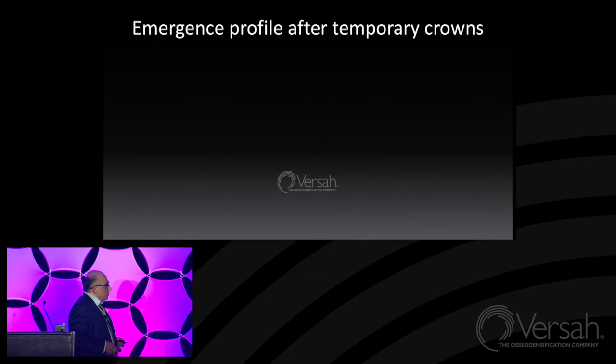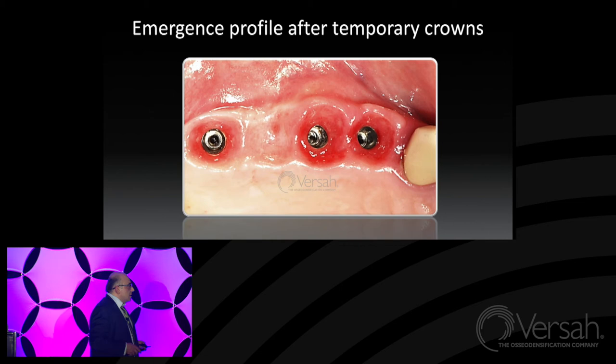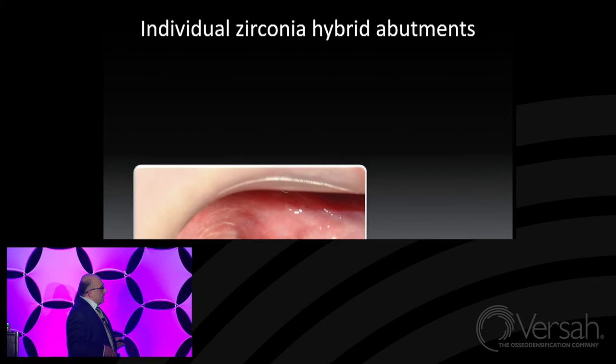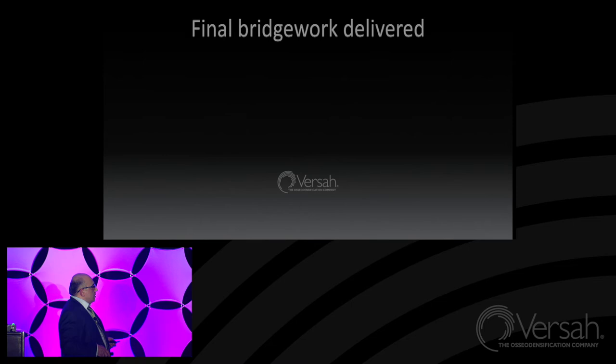We want to create ideal emergence profile. So we order our temporary crowns and begin to work with this dynamic compression technique. And look at this. This is the new emergence profile around all three implants. And we make the emergence profile even at the zone of pontic. We order individual zirconia abutment. It's a hybrid abutment. Make the control X-ray and order our zirconium bridge.